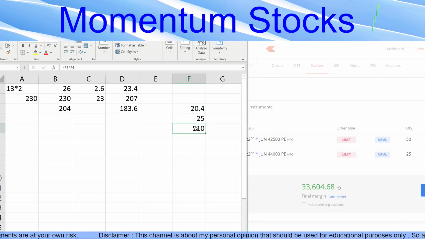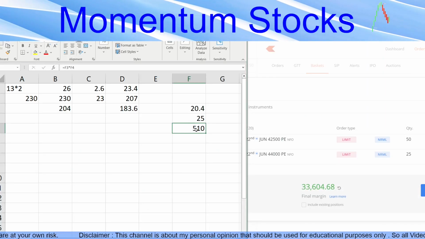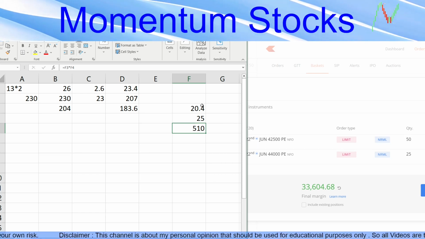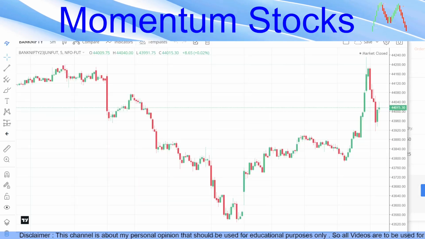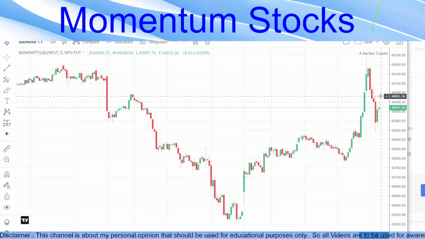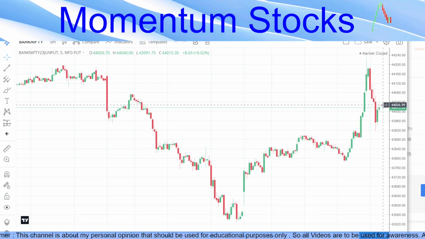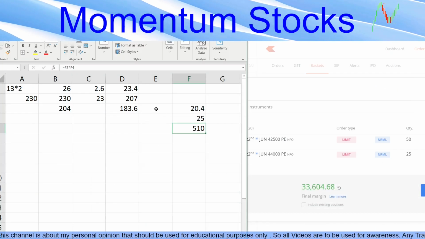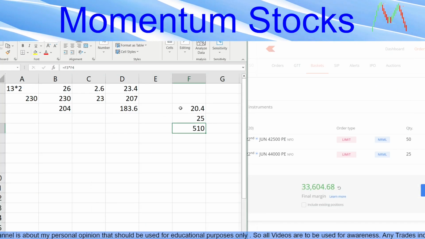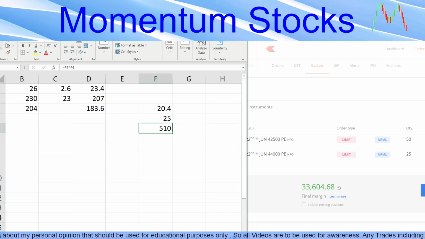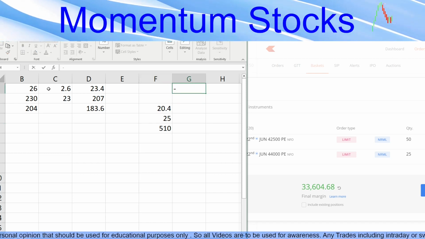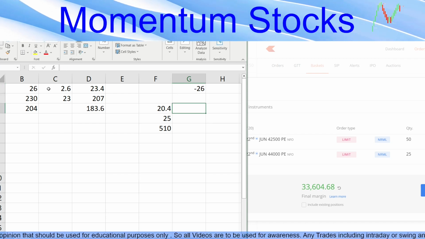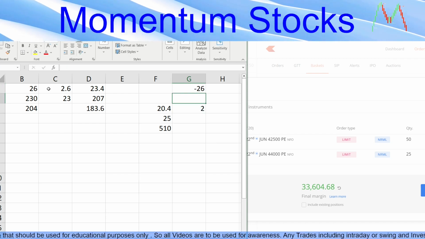Coming to 510 rupees, and say for example it closes about 44,000 at the expiry. At expiry it closes somewhere here or at the same level. Then what will happen is both these things will become zero. To calculate that, I'm going to just show you. You will be losing this 26 rupees completely, and you will be gaining this 230 rupees completely.